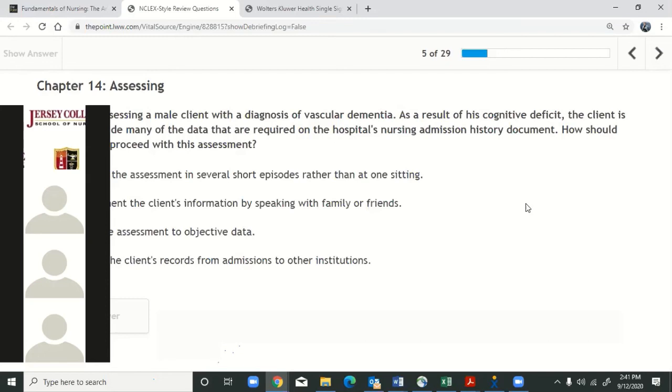Yeah, you can contact the family or friends. You think the family's gonna give you the most valid information? Yeah, because the client has dementia, and that's the only people that you can get information from, the family. You can't get it from a family because it's not accurate. It's like you gotta wait for the patient.